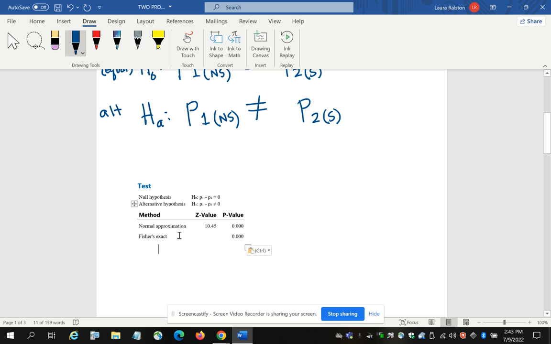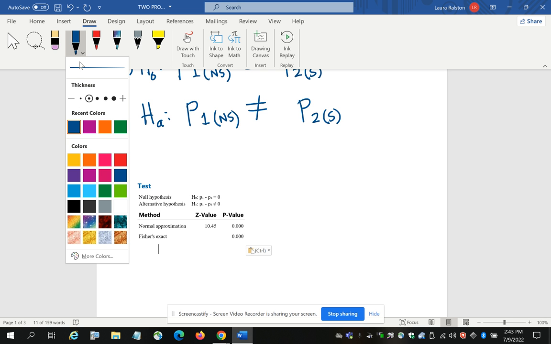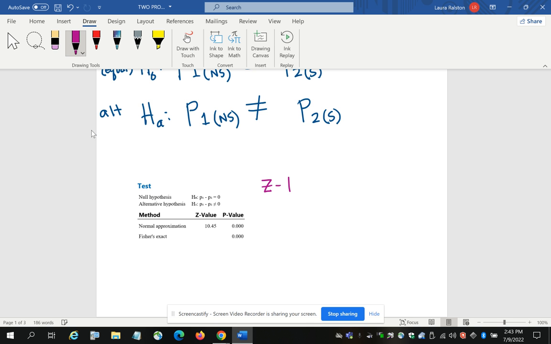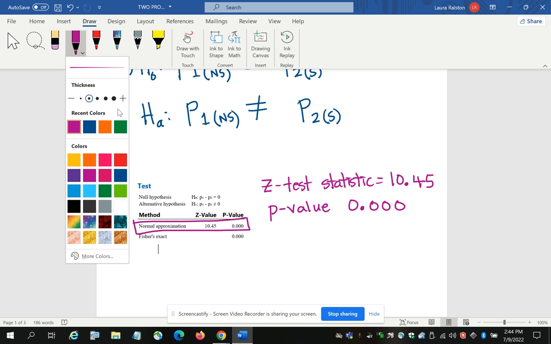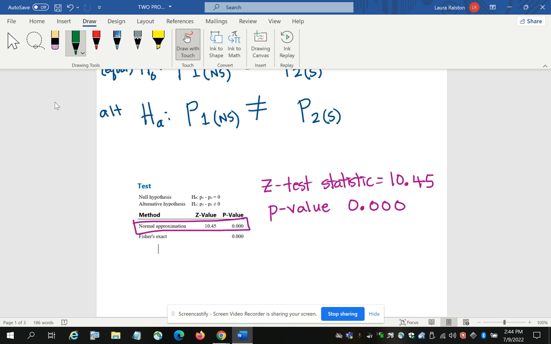Okay, so from this we find that our Z test statistic, which we should record, is 10.45 with a corresponding p-value of 0. You're going to read the normal approximation. Okay, so then we have to make our decision.